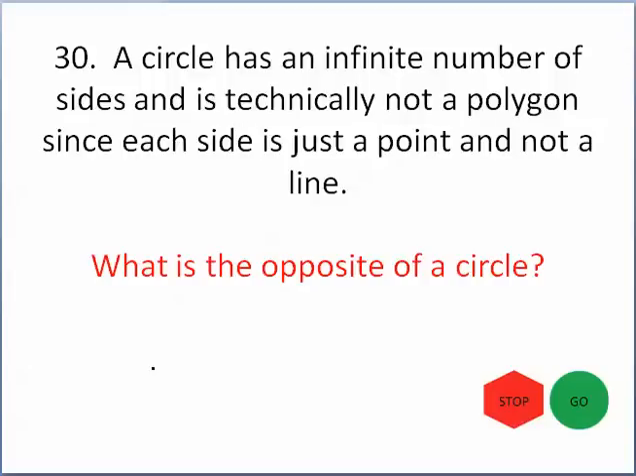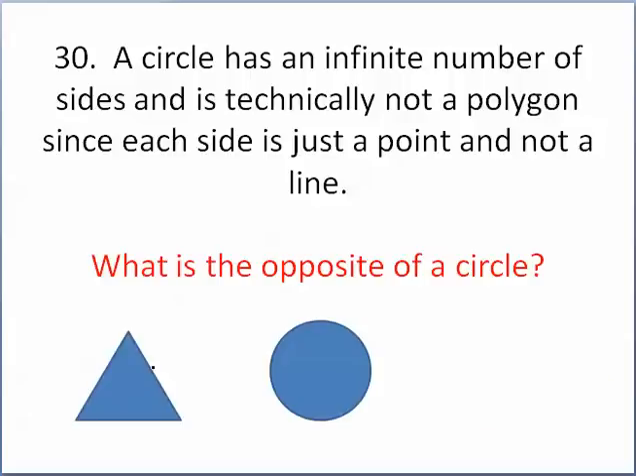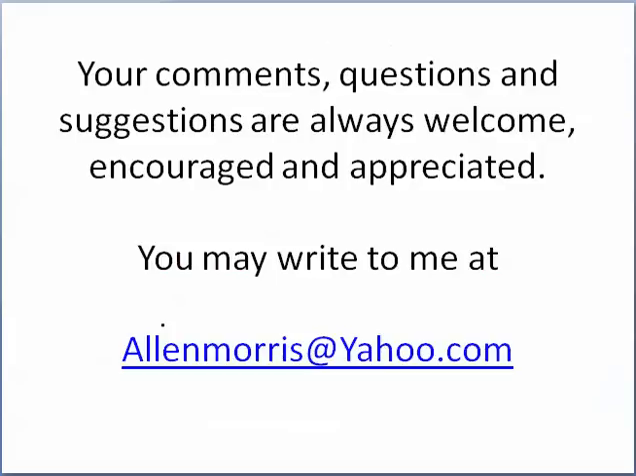Okay, a circle has an infinite number of sides and is technically not a polygon because each part of the circle isn't a straight line. So what is the opposite of a circle? Well, it turns out I will say that the opposite of a circle is a triangle. The circle has an infinite number of sides, none of them being straight lines, and the triangle has the minimum number of sides for a two-dimensional object, a polygon, and so I'm going to say that the opposite of a circle is a triangle.